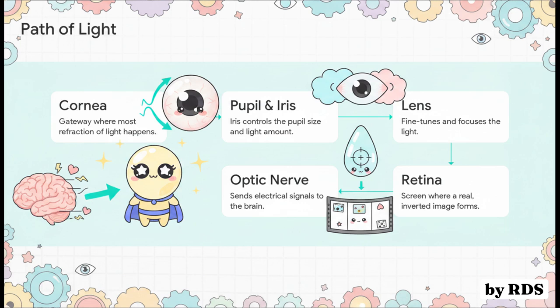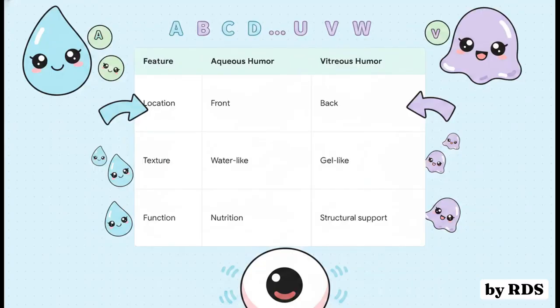Next, the light hits Step 2, the pupil and iris. Think of the iris exactly like the mechanical shutter of a camera. It expands and contracts to control the size of the pupil, basically determining exactly how much light gets in. Step 3 is the crystalline lens, which acts as the fine-tuner to perfectly focus that light. Step 4, the light hits the retina at the back. This is your biological movie screen. And finally, Step 5, the optic nerve grabs that image, turns it into an electrical signal, and zips it straight to your brain.